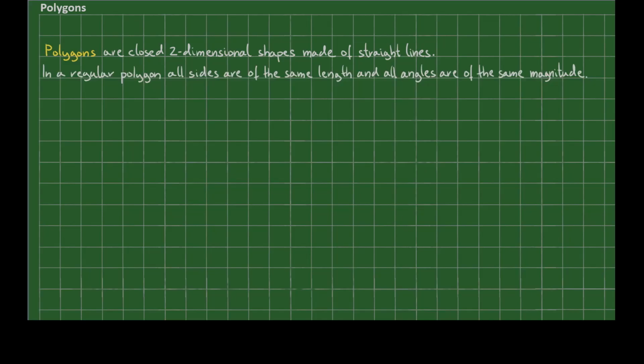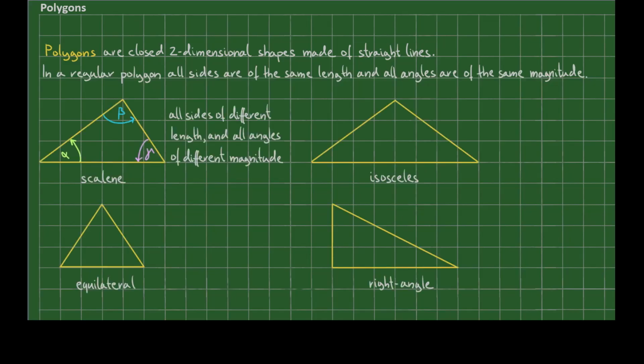I'm going to start with triangles. In a scalene triangle, all sides are of different length and all angles are of different magnitude. In an isosceles triangle, two sides are of the same length and two angles are of the same magnitude. In this example, I have indicated that these two angles have the same magnitude of theta. How could I indicate that these two lines are in fact of the same length? I can do that by adding perpendicular bars across the sides that are of equal length.